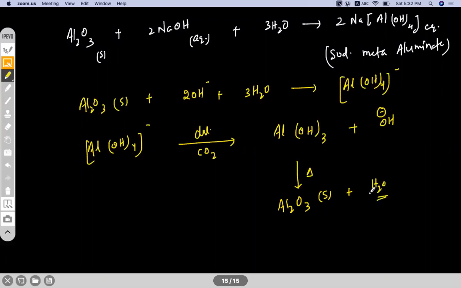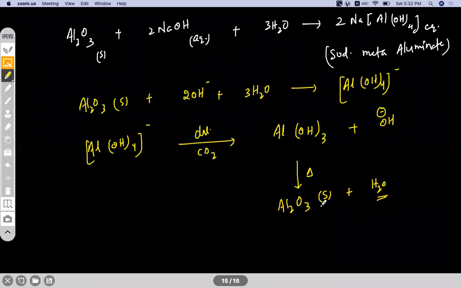So this is the leaching process we have. We add base, we get the salt of it. This salt is circulated with carbon dioxide, forms hydroxide here, Al(OH)3, which on heating converts into alumina.